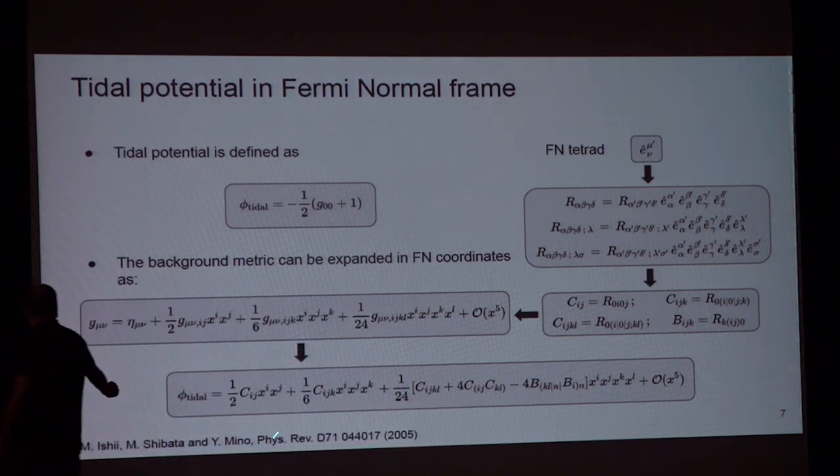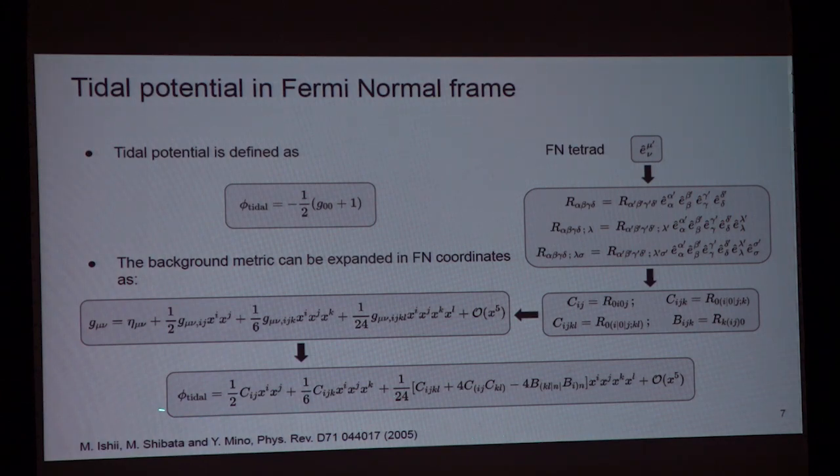through the geodesic, and then the phi tidal is computed. This was a prescription given by Ishii, Shibata, and Mino in 2005. You could compute the phi tidal. It's basically just a simple graduate level exercise, and you can compute this quantity, which is these Cij's, which will be functions of the coordinates, and this is what you do.